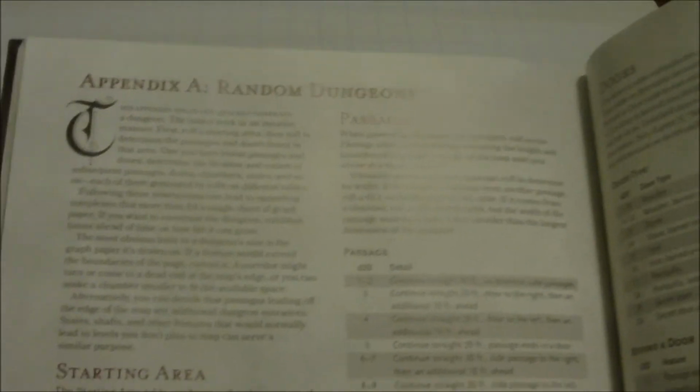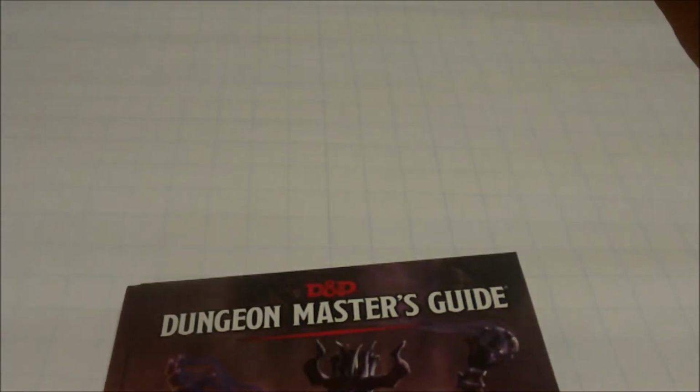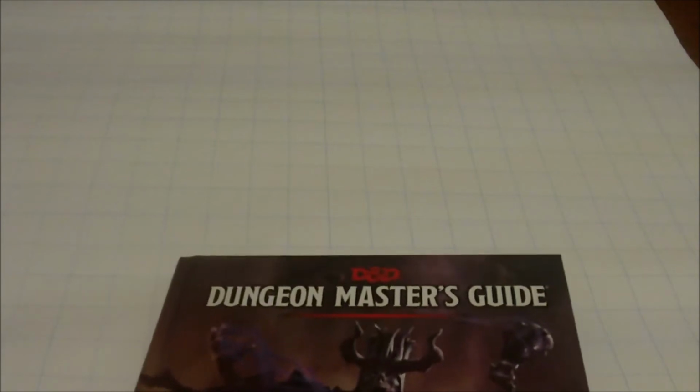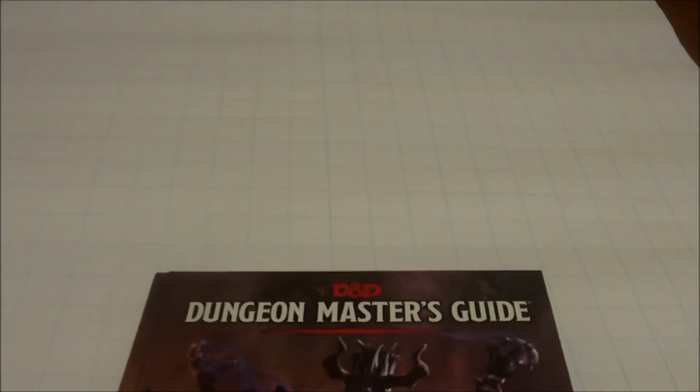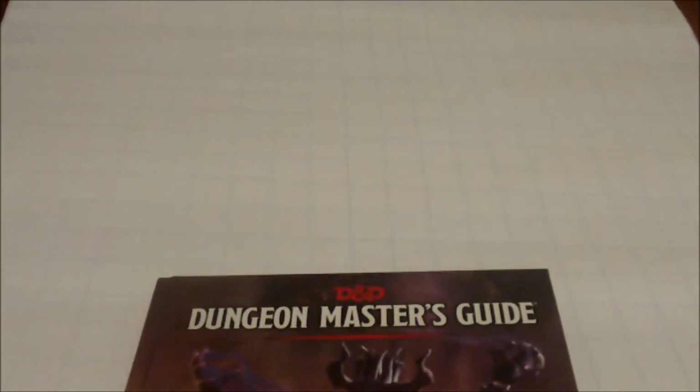there's charts and information for starting a random dungeon, including starting areas, passages, passage width, doors, chambers, chamber exits, all these different things. And I thought it would be interesting to actually go through and use the information in the Dungeon Master's Guide to create a random dungeon and just see how that goes.